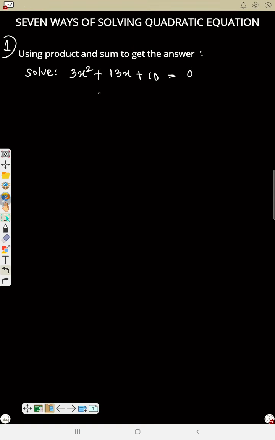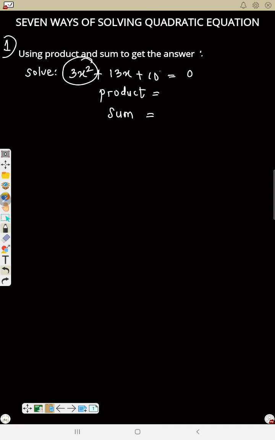First, we need to find the product, and note that product means multiplication. We also need to find the sum. Sum means addition. Now, how can we get the product from this question? The product is multiplying the first term by the last term. The first term here is 3x squared, while the last term is 10. So multiply the first and the last term. 3x squared times plus 10, that is plus 30x squared. So that is how we can find the product.